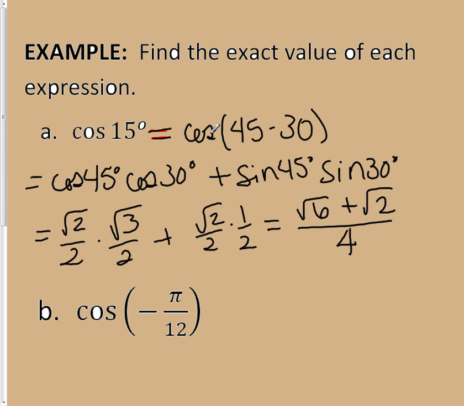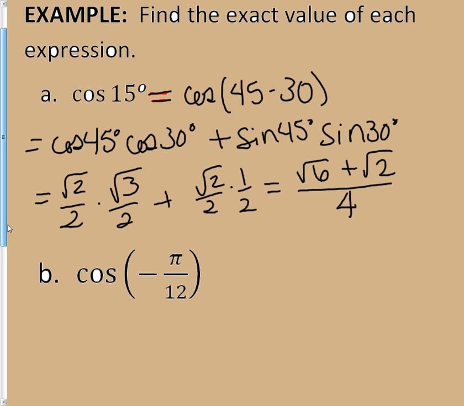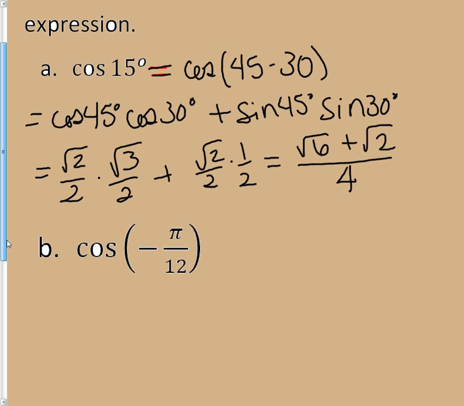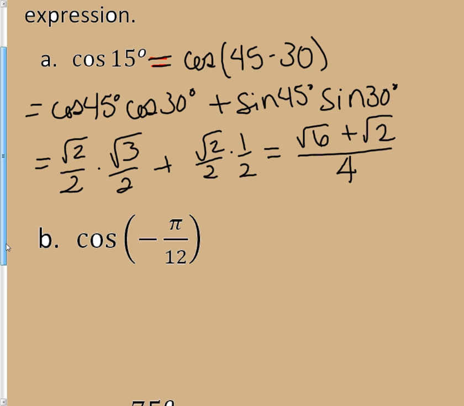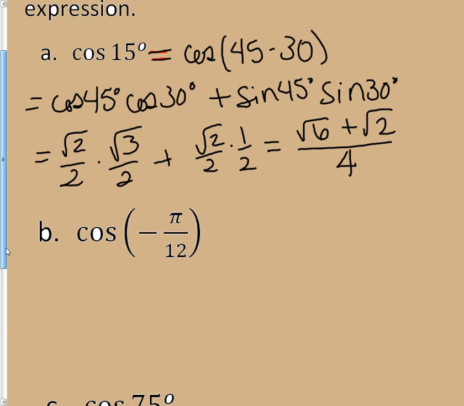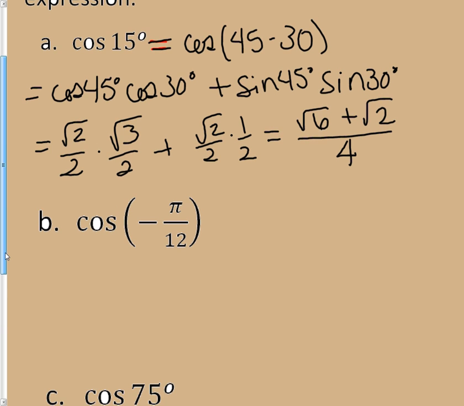Now, let's take a look at cosine of negative pi over 12. We have no idea what the exact value of cosine of negative pi over 12 is. So what we need to do is write this pi over 12 in terms of something we know, like pi over 6, pi over 3, pi over 4, pi over 2. We need to multiply it. We need to have it in terms of that.